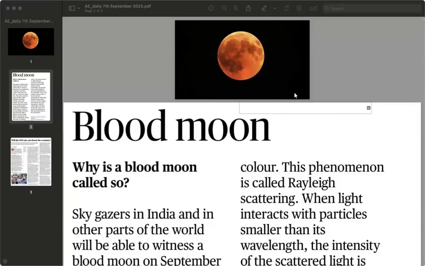So, first, we will explore a magical event happening in the night sky, the blood moon, and then we will talk about GST. All right.